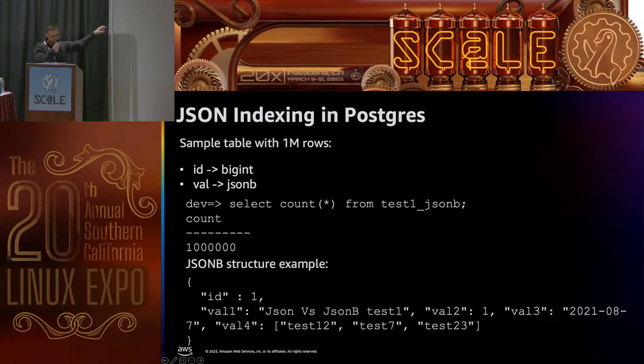So you have an ID, which is a bigint. Val is a JSONB array with different data types. So you have the first value as just a randomly generated value, JSON versus JSONB test1. Val2 is a simple integer. Val3 is a date type. Val4 is an array, right? This is an indexed array with 3 elements.